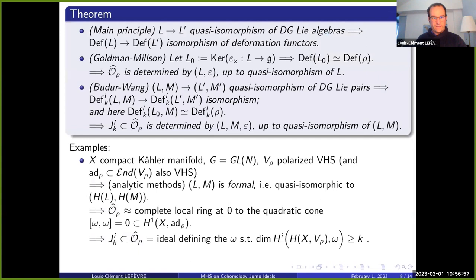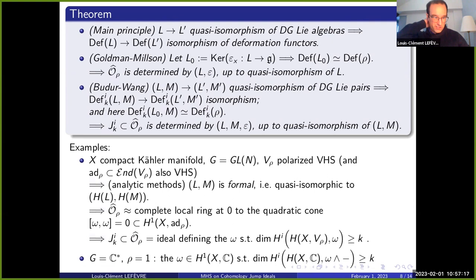In this case, the jump ideal inside the local ring corresponds to the ideal that defines the Maurer-Cartan elements such that the dimension jumps. So this is the situation. Here you do vector spaces and linear algebra. And you recover, when G is C star and rho is a trivial representation, the elements omega in H1 such that the dimension of the cohomology, not with twisted coefficients, jumps like this when you put the differential omega. So this explains the role of formality in all these things. Okay.